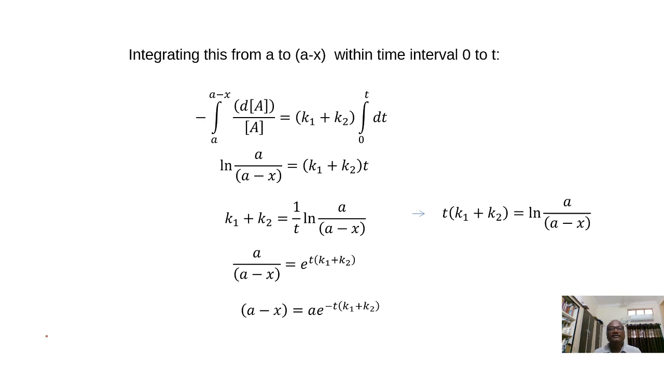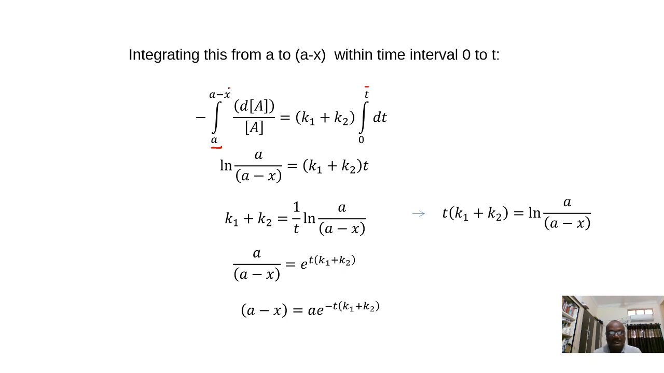Next, we integrate that equation from a to a minus x within the time interval of 0 to t. So the integral of d[A]/[A] is equal to (K1 + K2) times the integral of dt. What are the limits? When the time is 0, the concentration of A is a. When the time reaches t, the concentration decreases to a minus x, meaning x amount of reactant is consumed in the reaction to form the products simultaneously.